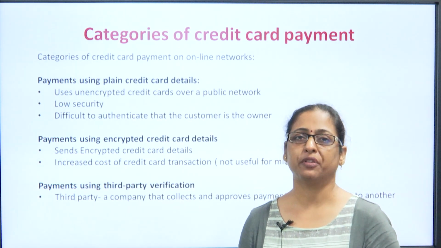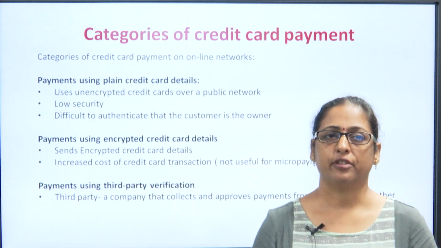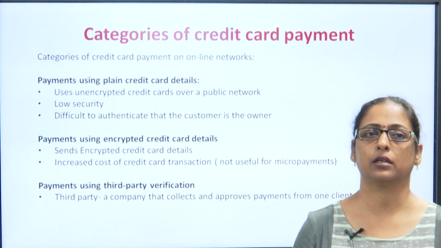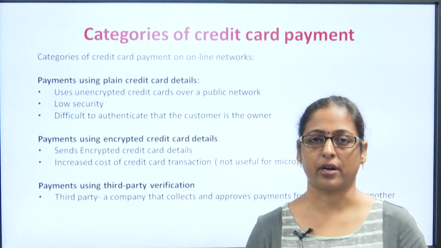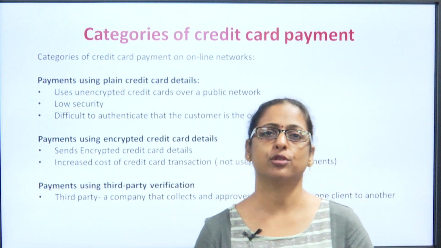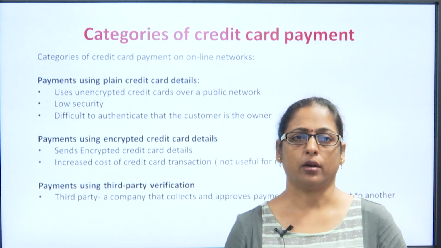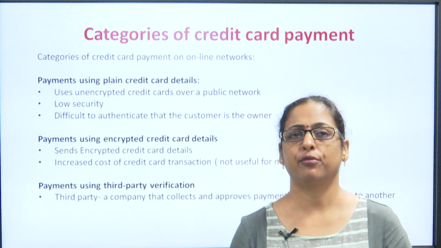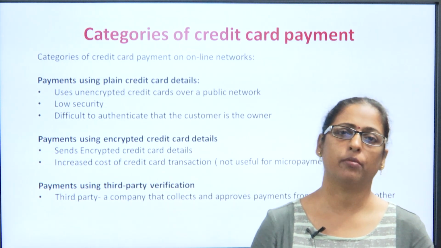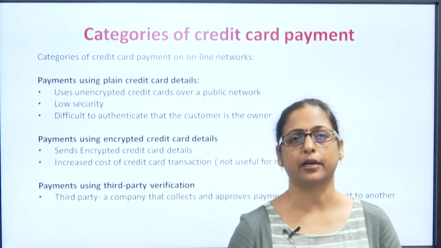Now, let us have a look at the different kinds of credit card payments available. The first kind of credit card is called the plain credit card. The second is called the encrypted credit card, and the third is known as the third party verification credit card. The plain credit cards are basically non-encrypted credit cards which are usually used over public networks, and they are not that secure, and it becomes very difficult to authenticate who the customer is. So these kinds of cards are nowadays not very popular, and even the issuer banks have stopped producing such cards.